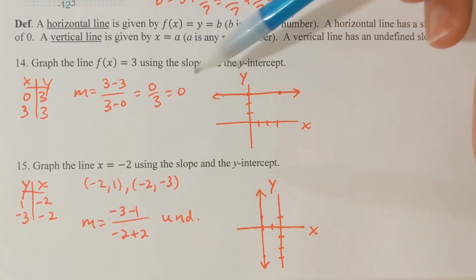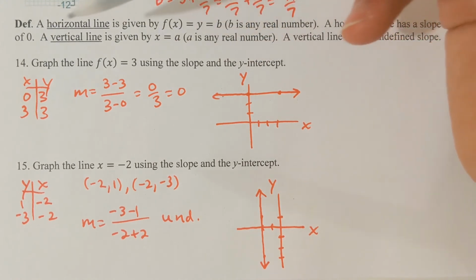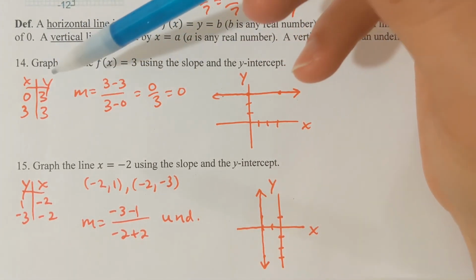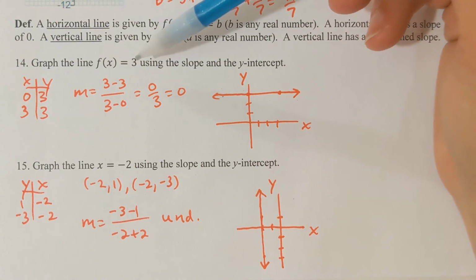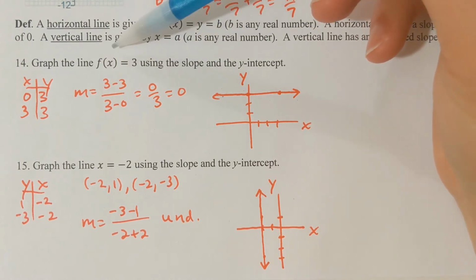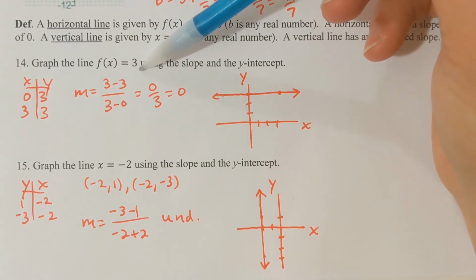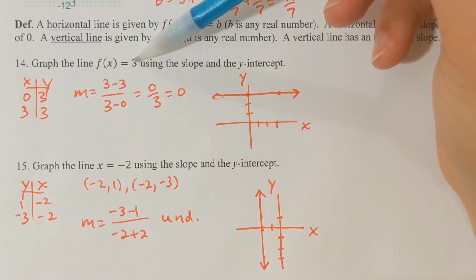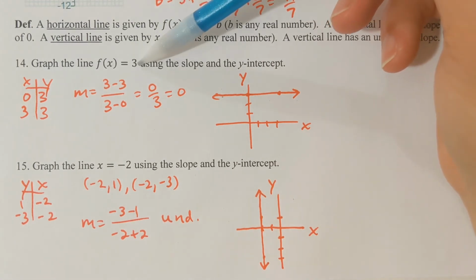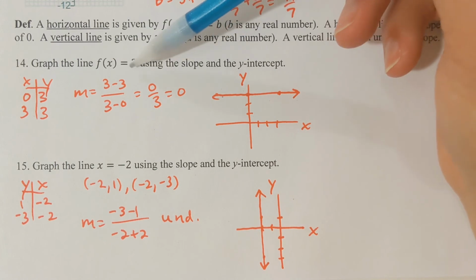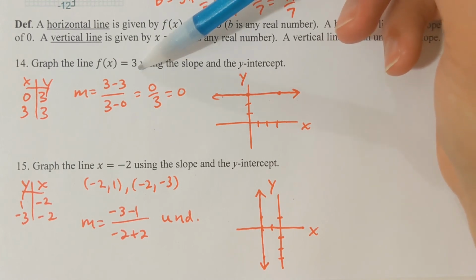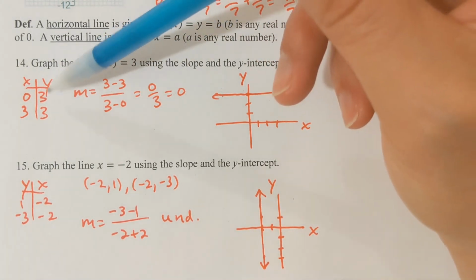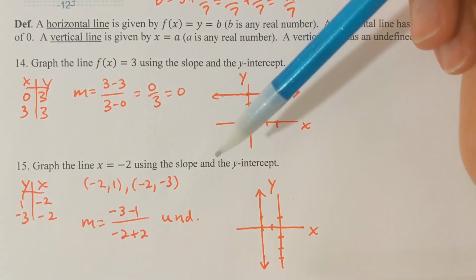Okay, so just to verify that, I've created a table here. If I let x be 0, y is 3. Remember, f of x and y mean the same thing. If I let x be 3, what is y? 3. If I let x be anything, what is y? 3. I don't have any x's, right? I always get 3 in return. So it's not going to matter what x is. In the y column, you'll always have 3.